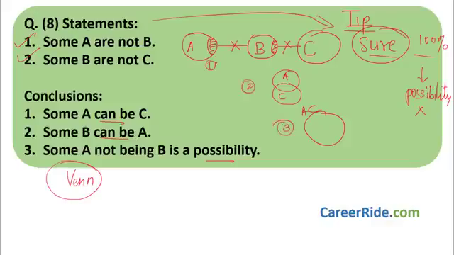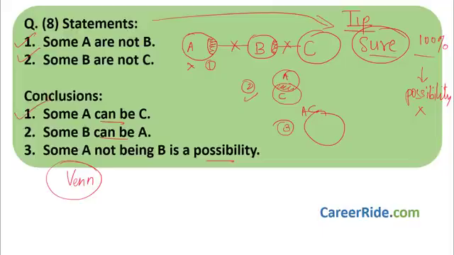Now over here, what do we see? That A and C are away. So some A can be C: this conclusion is not possible over here. In the second situation, some A can be C. Is that right? Yes, some A can be C because overlapping is there. So the conclusion is possible over here. So this conclusion is right.